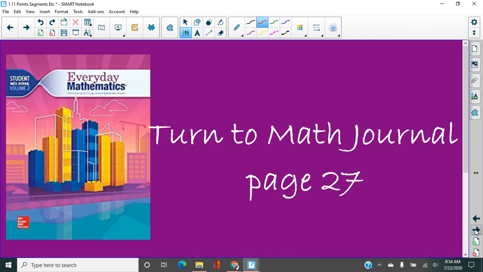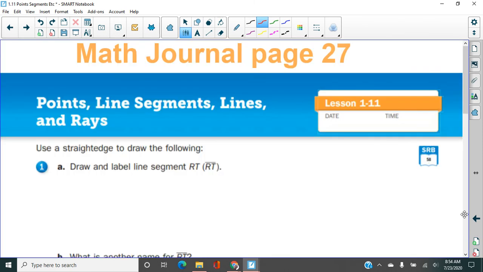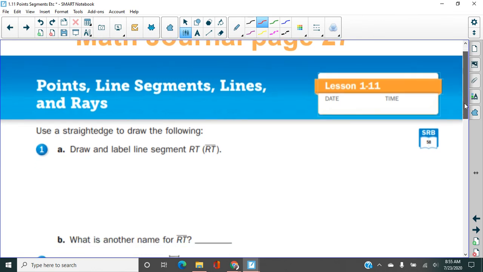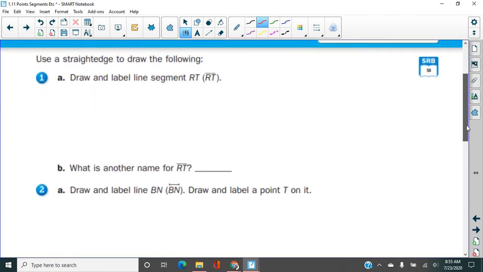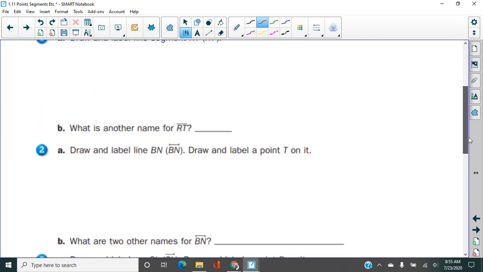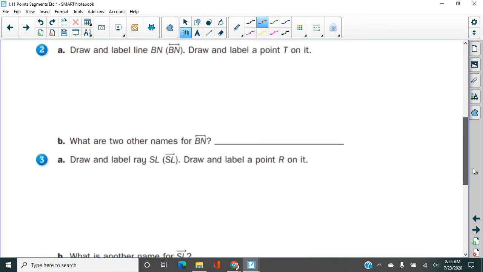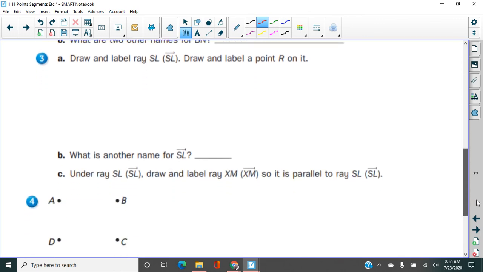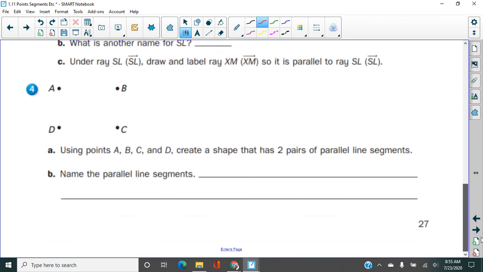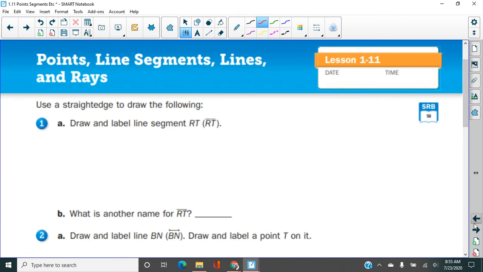All right, you are ready to turn to Math Journal page 27. You have some different items to label. It says use a straight edge. If you have a ruler to help you with these drawings, not to measure with, but to just draw straight lines and line segments and rays, that would really help. So you're going to follow the directions here and name the different items. If you get confused as to which is which, be sure to look back in the video, right? Oh, I can't remember what's a line and what's a ray, right? The video can help you to do that. Okay? So that is your task today.